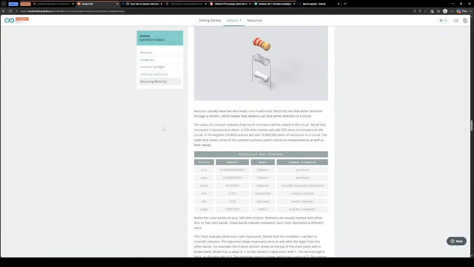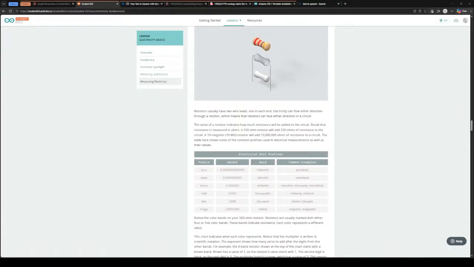Resistors usually have two wire leads, one in each end. Electricity can flow either direction through a resistor, which means that resistors can face either direction in a circuit. The value of a resistor indicates how much resistance will be added to the circuit. Recall that resistance is measured in ohms. A 220 ohm resistor will add 220 ohms of resistance to the circuit. A 10 megohm resistor will add 10 million ohms of resistance to a circuit.